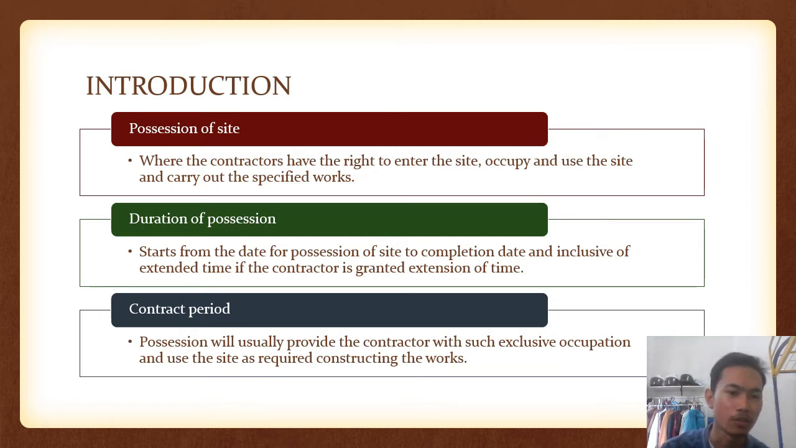For duration of possession, it starts from the date of possession of site to the completion date, inclusive of extension of time if the contractor is granted an extension of time. And lastly, contract period. Possession will usually provide the contractor with such exclusive occupation and use of the site as required for constructing the works.